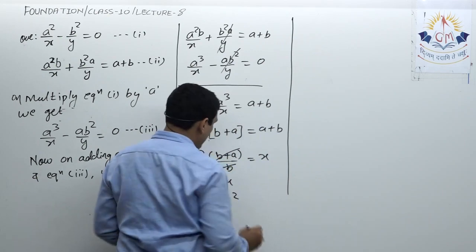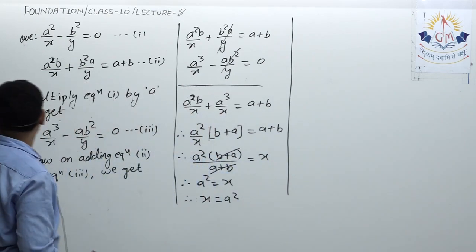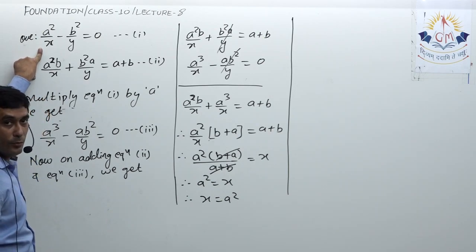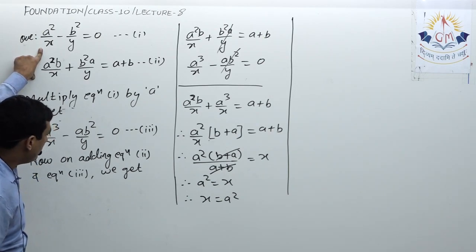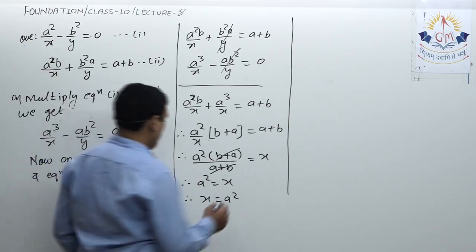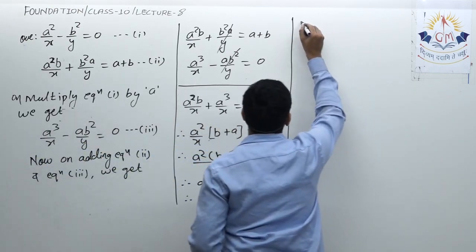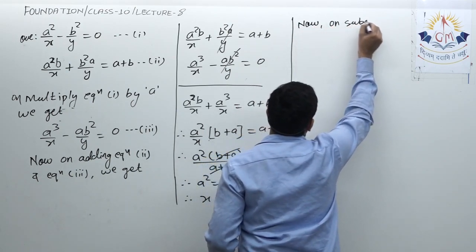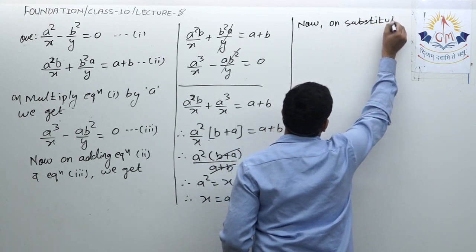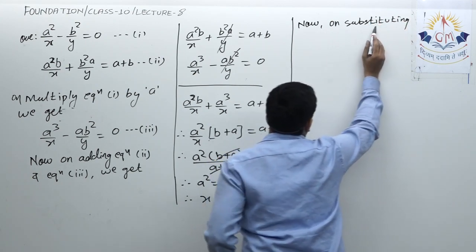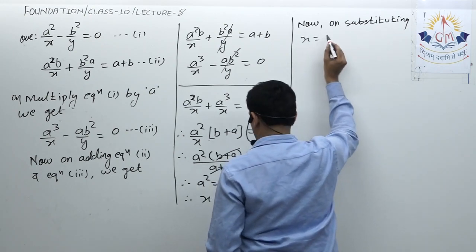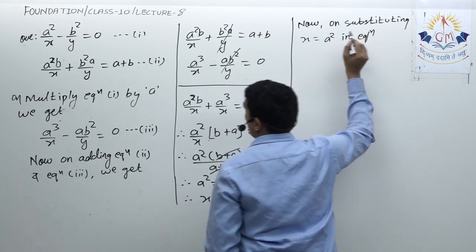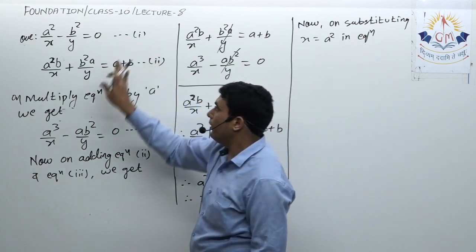Now by putting this value of a square either in equation 1 or in equation 2, I will be able to get the value of second variable. Okay, so let us do that. Now on substituting x is equal to a square in equation, see I can put in 1 as well as in 2.